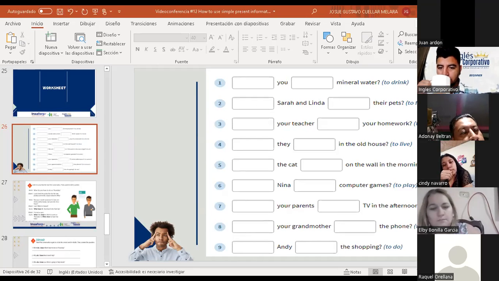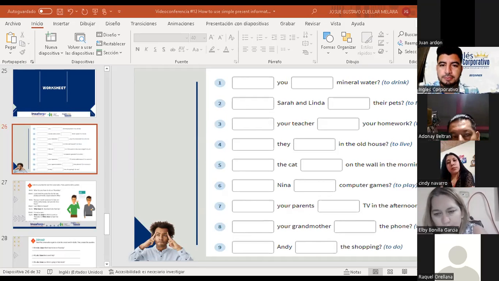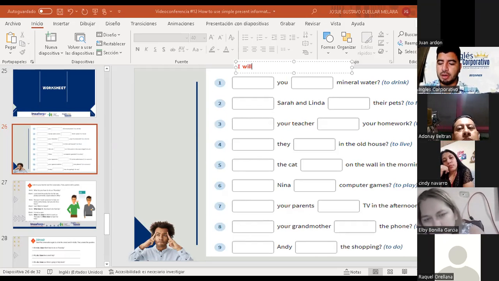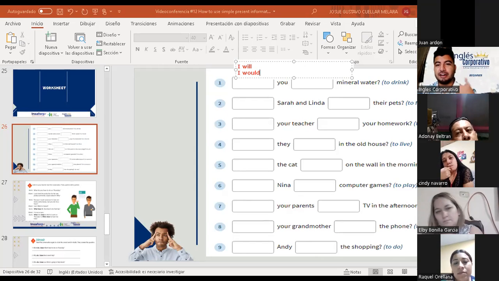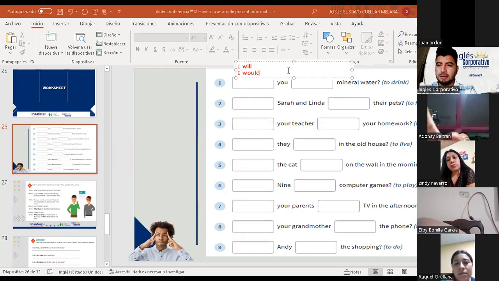Una pregunta más, teacher. Yes. Adelante. La palabra will y would, ¿significan lo mismo, pero se escriben diferente? No, will es como el do, pero para futuro. O sea que es para hacer oraciones a futuro. Y el would es el que estamos utilizando hoy con las criaturas místicas. Me gustaría ver, me gustaría comer, me gustaría bailar. I would like to. El will es para futuro. No, es diferente.